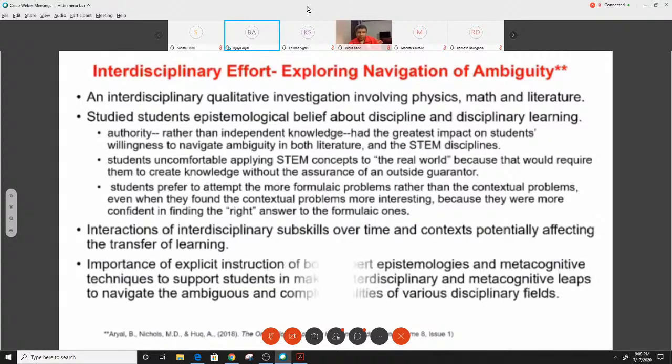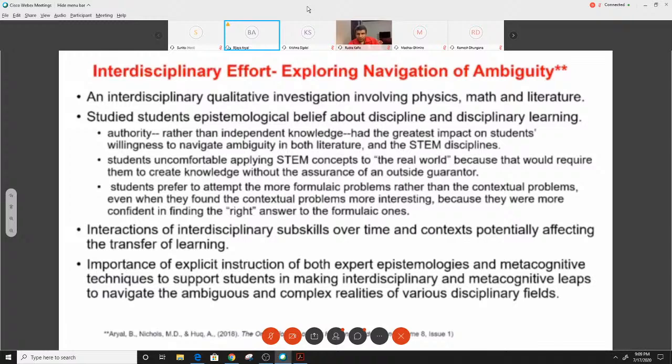We also found that we must teach students expert epistemology and metacognitive techniques. If we really want to make those things happen, basically, if we want to help them support navigating ambiguity, and yes, we must teach them in a more formal way.